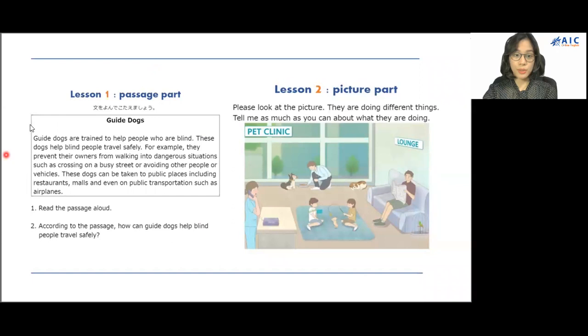Now here is our Lesson 1 passage part, which is the reading comprehension part, and then Lesson 2 picture part, which is the sentence construction part. So we have a passage that the student will read and then a question that they will read and also answer. Now let's look at material 2.